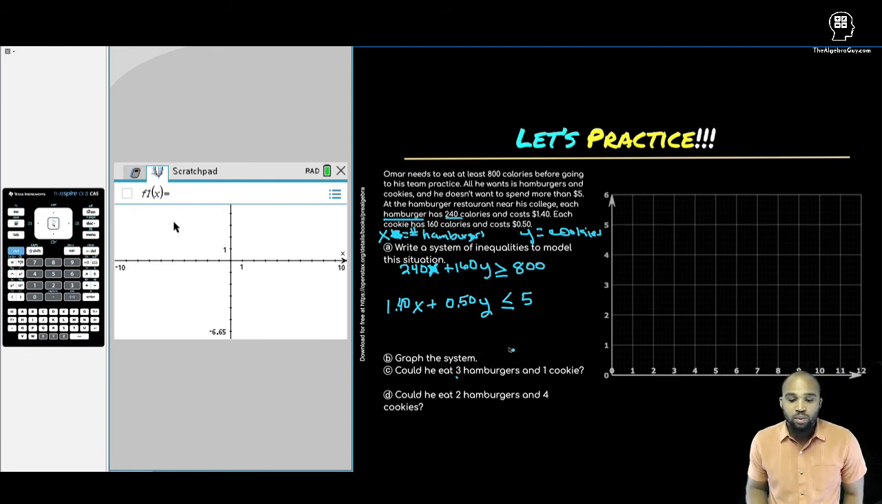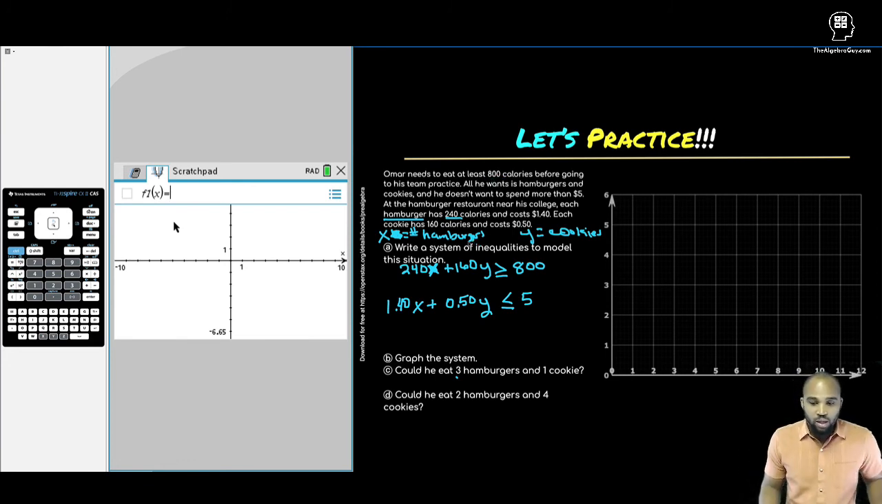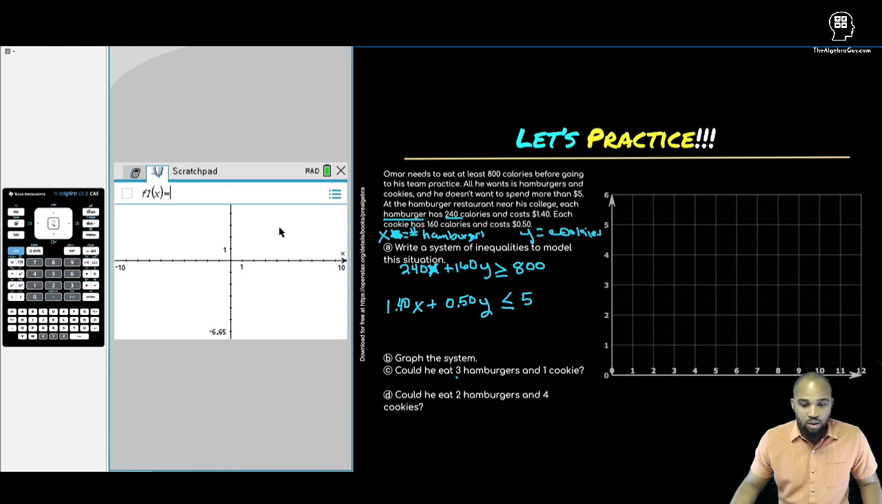Just plug in these 2 points and see if it meets the criteria of having 800 calories or less and $5 or less, and you're done. You can say yes. Could he? Yes. Could he do this? Yes. And you can show your work by checking those points, putting those points into the equation, showing that you checked how much it costs. So anyhow, let's get to our graph. So I want to put this in my graph and show us how we can do this.